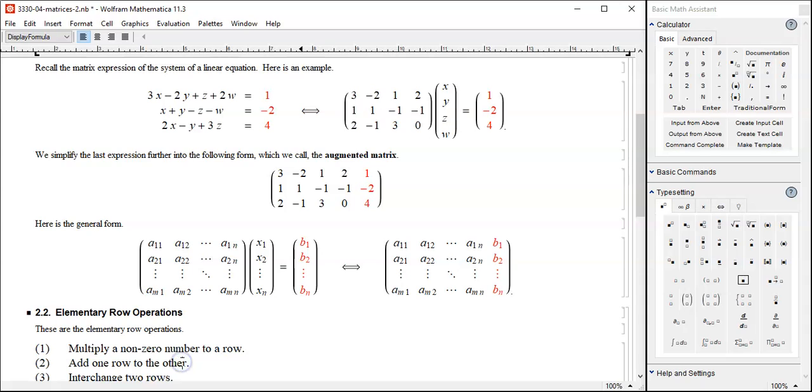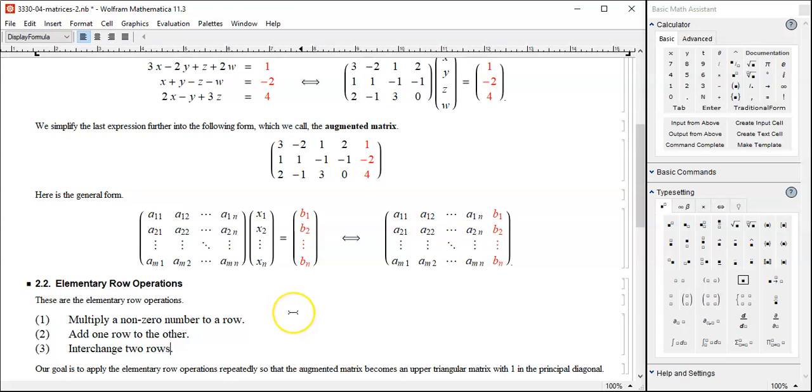Next, add one row to the other. Add equation. And that's something we have been doing for the elimination method, right? Just multiply something to a certain row and then add it or subtract it to another row. And that's basically it. Add one row to the other.